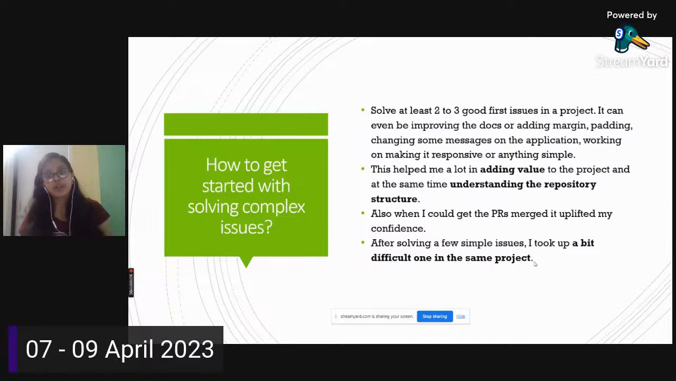This will help in adding value to the project, and at the same time will help you in understanding the repository structure. And even if it is a 2 to 3 lines change, if the PR gets merged, it uplifts the confidence a lot. So make sure that you start small and then grow slowly. After solving a few simple issues, start looking at the big difficult ones in the same project. Don't jump to a different project in the community. Make sure that you stick to one project and explore the code base sufficiently before jumping to the next one.